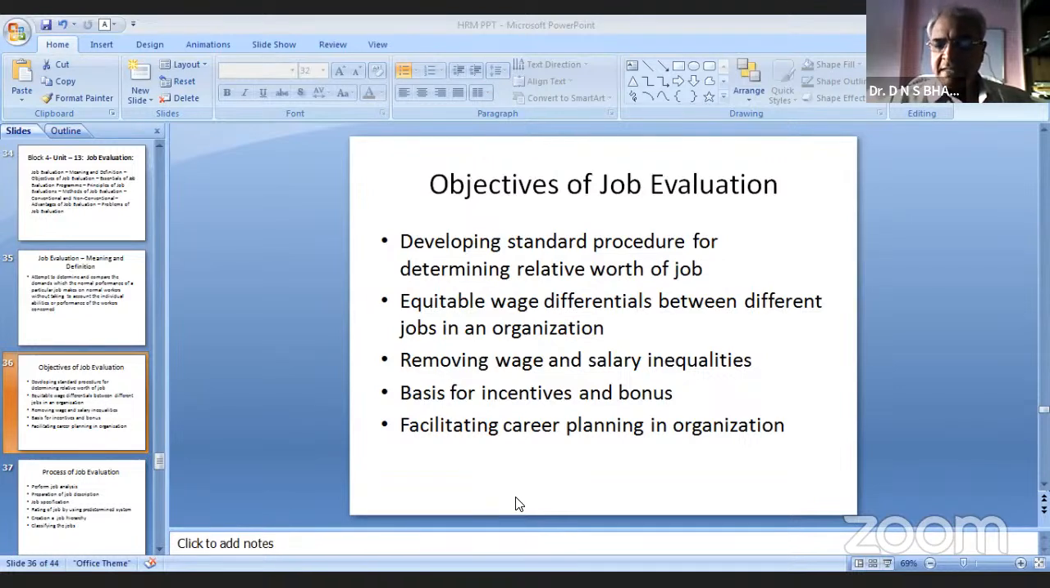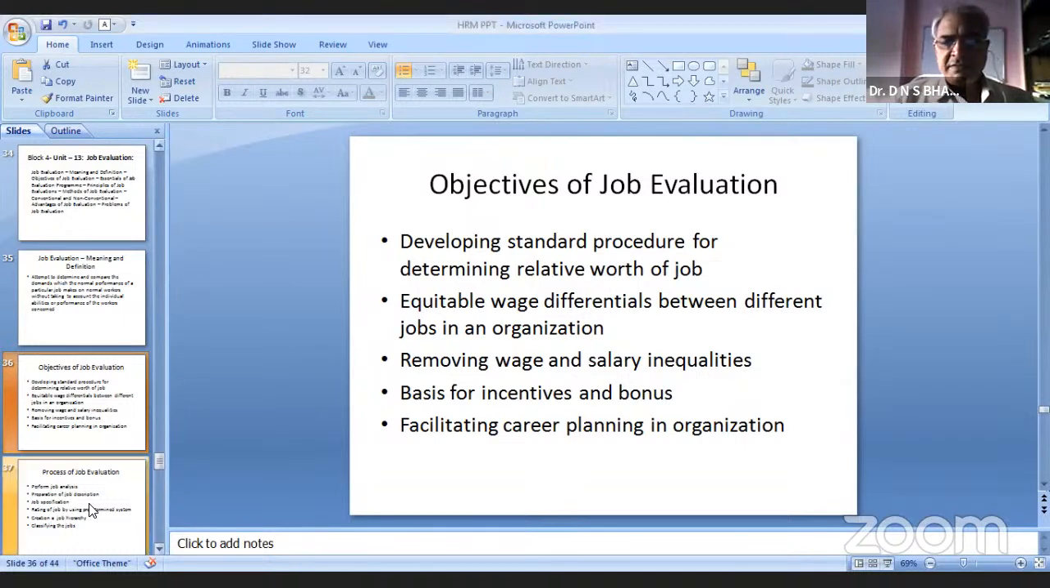Next, facilitating career planning in the organization. Once all the jobs are equally measured, analyzed and evaluated elaborately, employees will have a clear understanding about what is the next job or next role he can be assigned and what is the next activity he can take up in a particular organization. These are the various objectives of the job evaluation process.